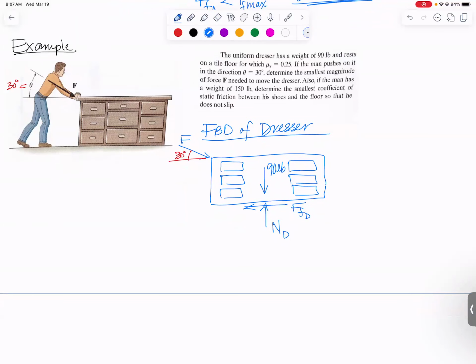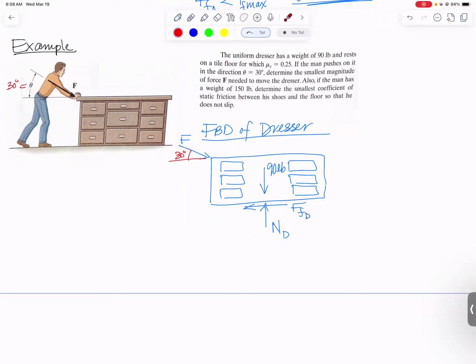Now you might notice I do not know how wide the dresser is or how tall the dresser is. As a result, I cannot sum moments. We will sum moments in the next couple of classes when we start to try to figure out if things might tip over before they slide. But until you have dimensions, you can't sum moments. So all we can do is sum forces in the X and sum forces in the Y. But you'll notice we do have three unknowns.